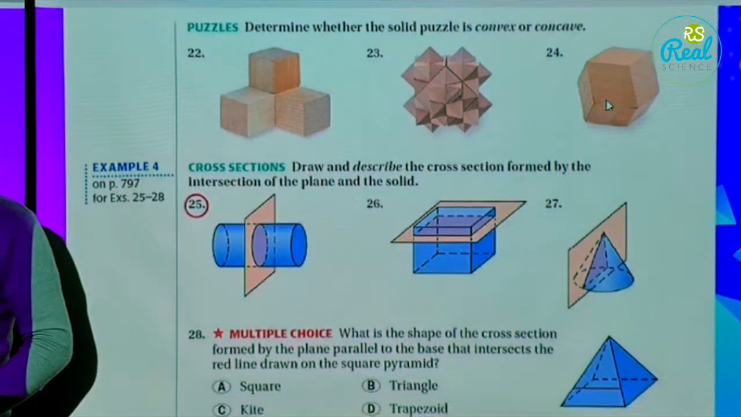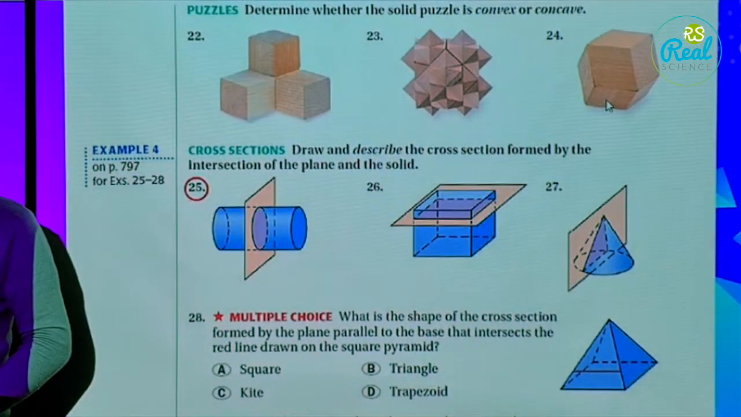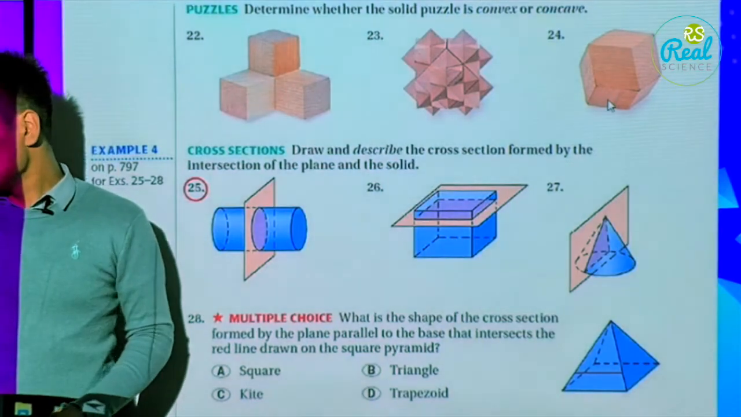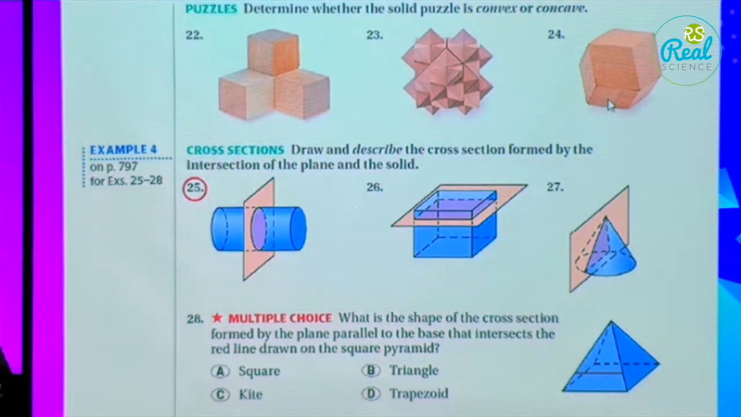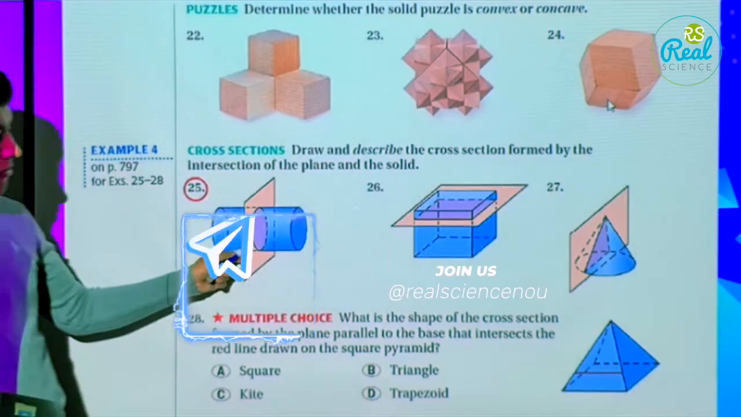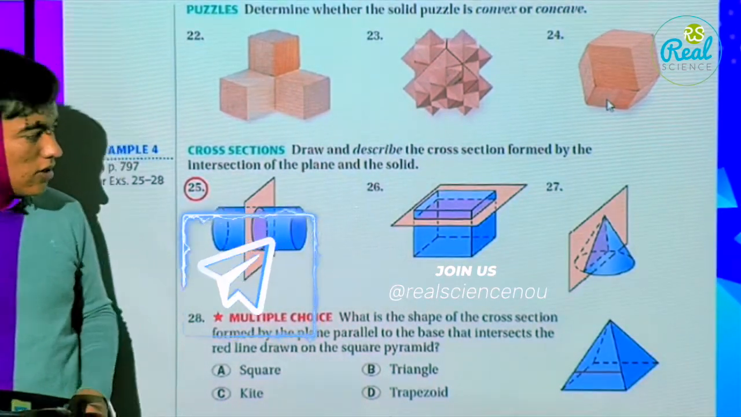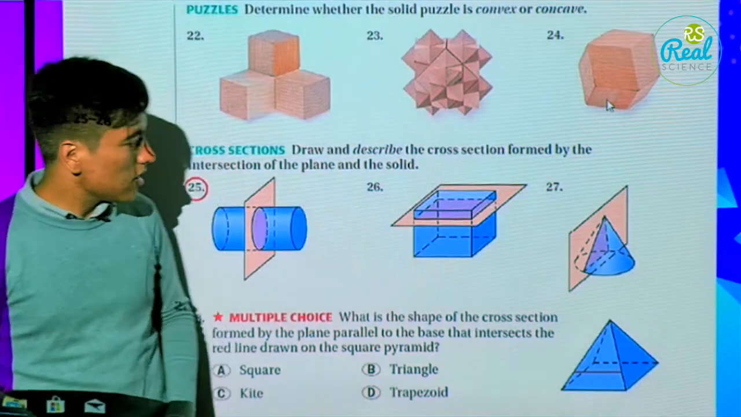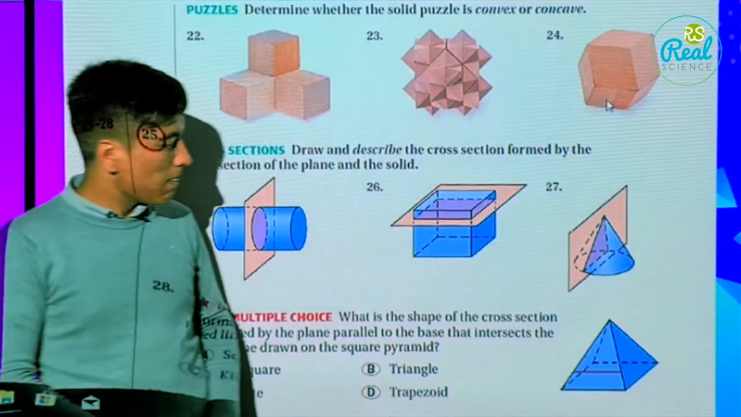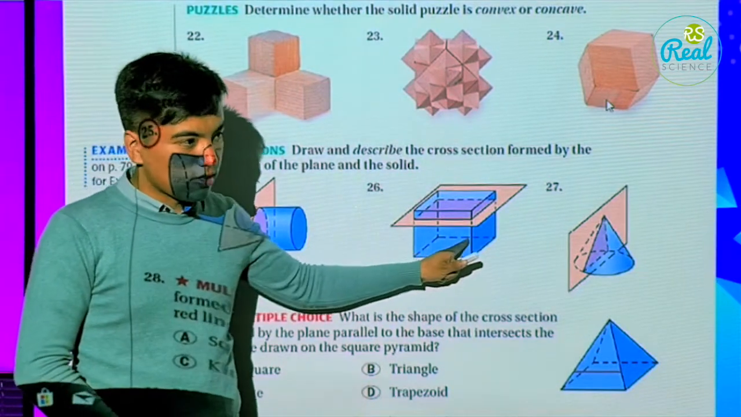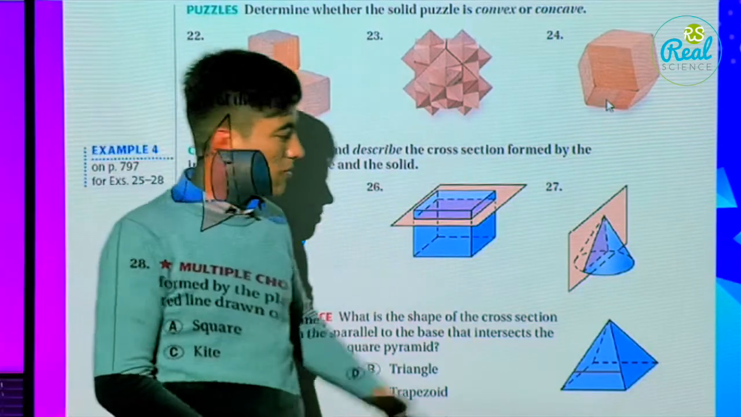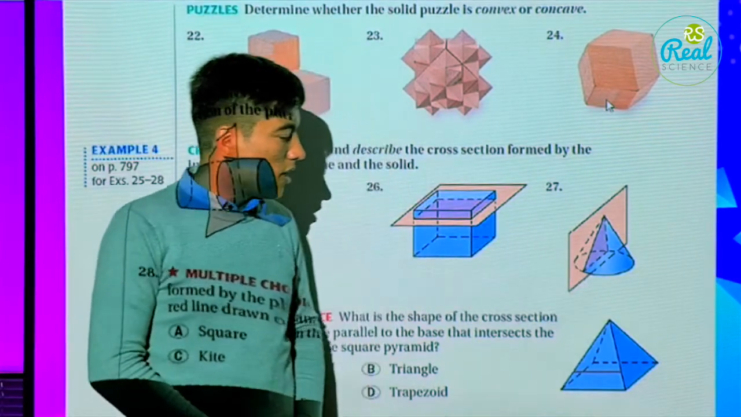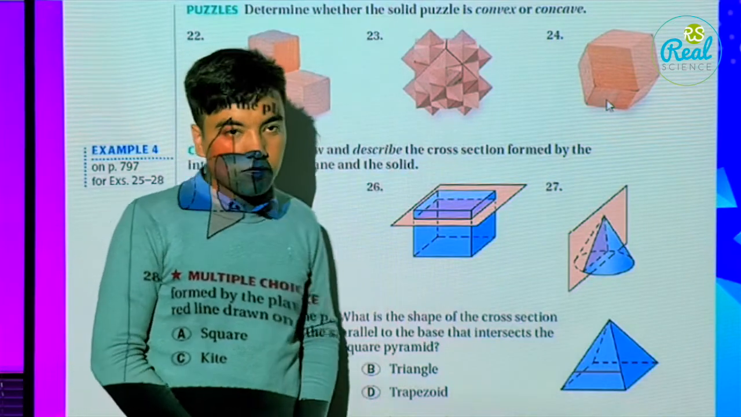Okay, cross-section. Question number 25: draw and describe the cross-section formed by the intersection of the plane and the solid. What kind of shape is this cross-section? A circle. If this is a rectangle solid, in this case a rectangle. If this is a cube, in this case a square. We don't have exact information about this one. What about this one? A triangle.